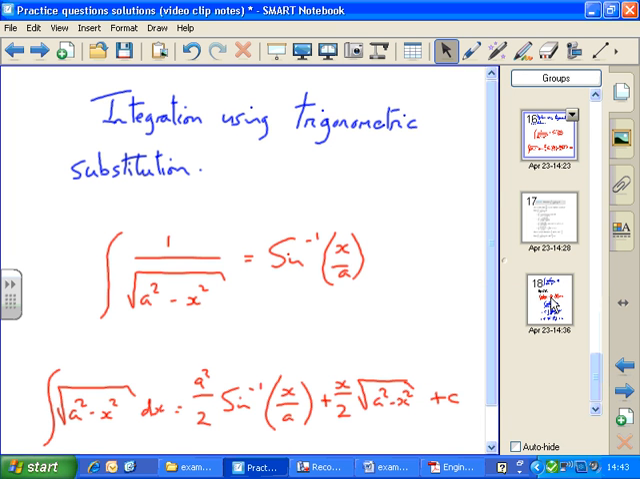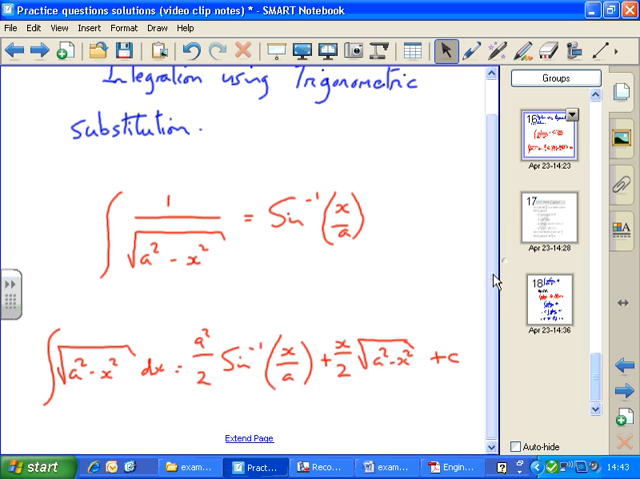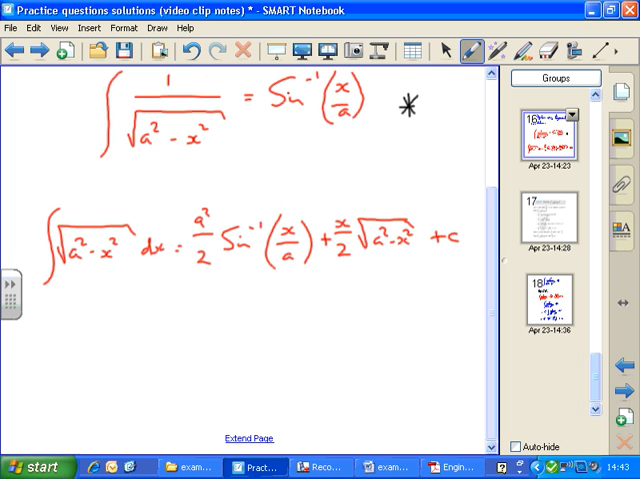Okay, integrations using trigonometric substitution. There are two standard integrals that are used here. This one, which is the integral of something of the form of 1 over root a squared minus x squared, where a is a constant. And this one, which is so we can integrate something of the form of the square root of a squared minus x squared.